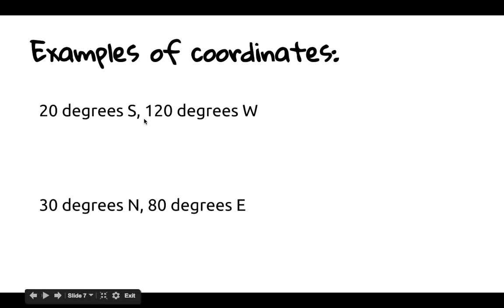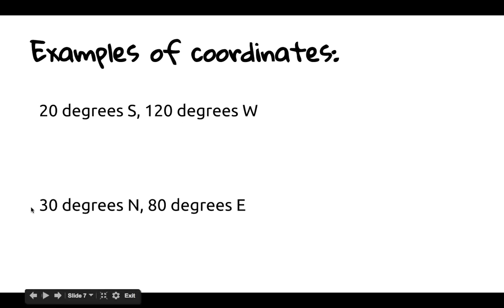Notice that there's a comma between the two coordinates. There will always be a comma between two coordinates. And if you write your own coordinates, I always need you to write a comma between the two numbers. This coordinate is telling me that the exact location on Earth that I am looking for is 20 degrees south of the equator and 120 degrees west of the prime meridian.